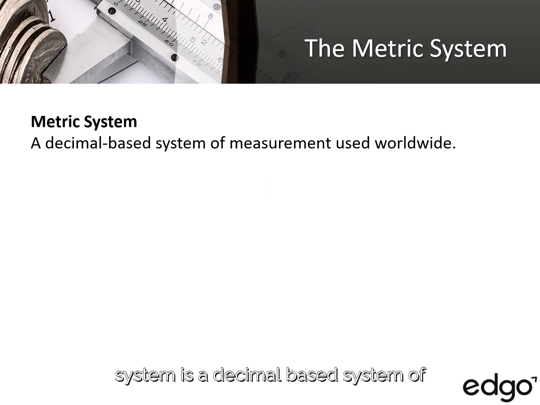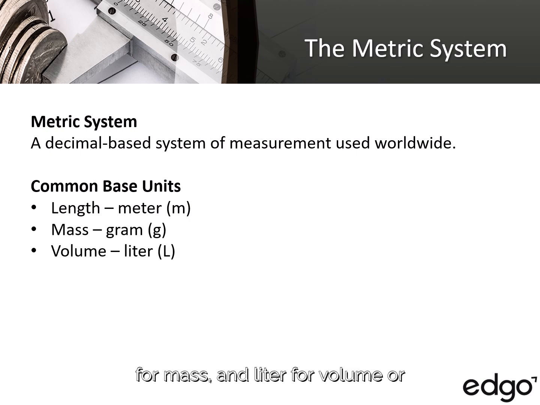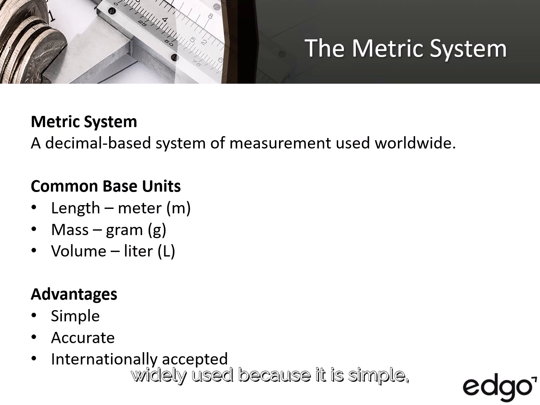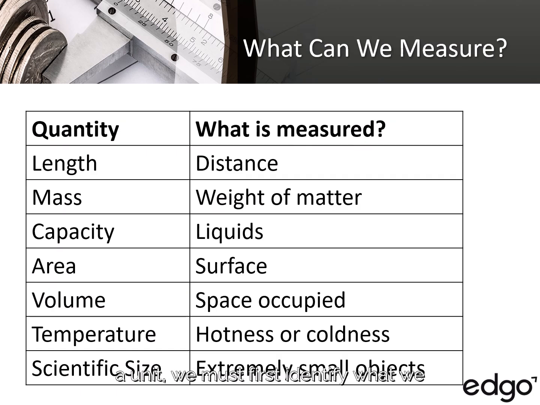The metric system is a decimal-based system of measurement used by most countries around the world. It is called decimal-based because it is based on multiples and submultiples of 10, making calculations and conversions much easier. Some common base units include meter for length, gram for mass, and liter for volume or capacity. The metric system is widely used because it is simple, accurate, internationally accepted, and very useful in science, engineering, medicine, and technology. Before choosing a unit, we must first identify what we are measuring.